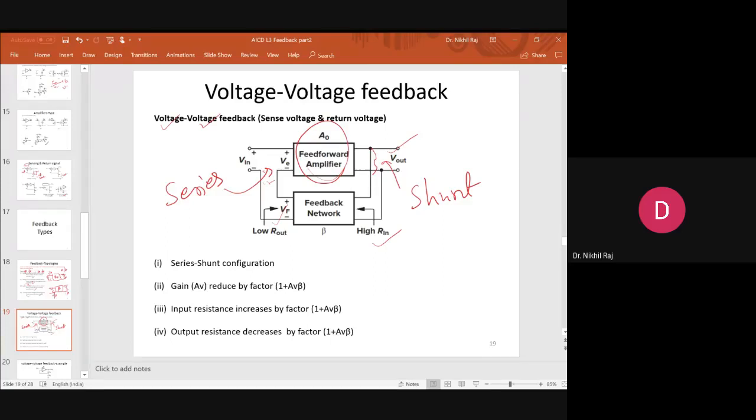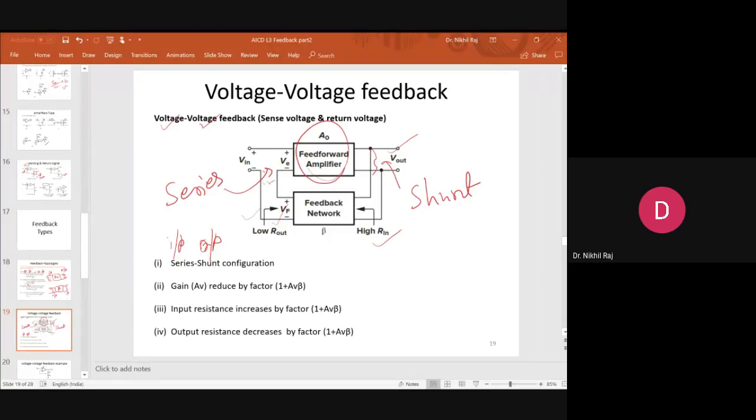Similarly, at the other side, if I am doing a series connection, because we have to add voltage, we have to do series. When I am doing series, it's just like an ammeter connection. So a low resistance should be experienced by the beta network. So it is also called series shunt configuration, where series is the input and shunt is the output. This way we identify which type of network this is.